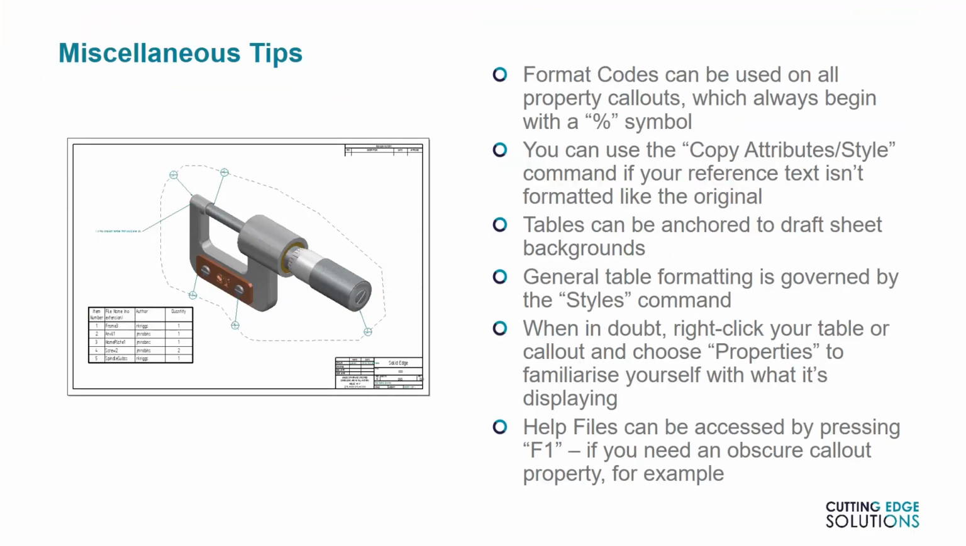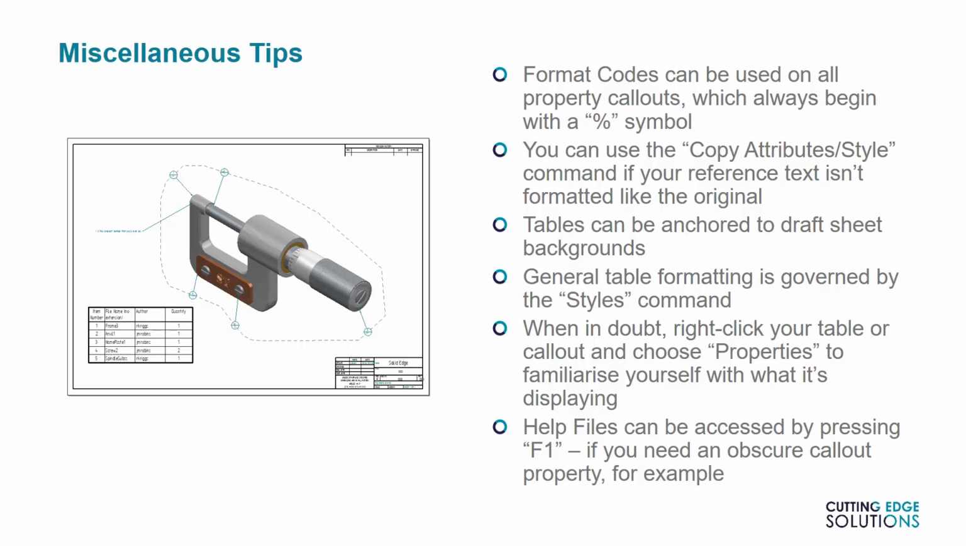I'm almost done with today's EDGEcast episode, but I won't finish without leaving you with some miscellaneous tips about the subjects covered today. For example, whenever you see a property code, which always begins with a percentage symbol, this is something that can have format codes applied to it. Also, if you find that your referenced text might need to change style, for example if the font size needs to increase, then the copy attributes command might be useful to update the references.